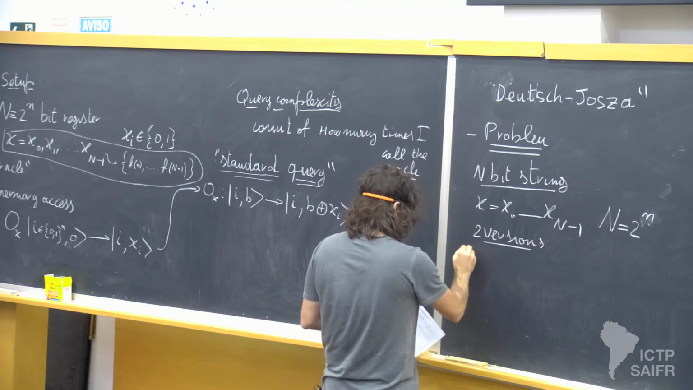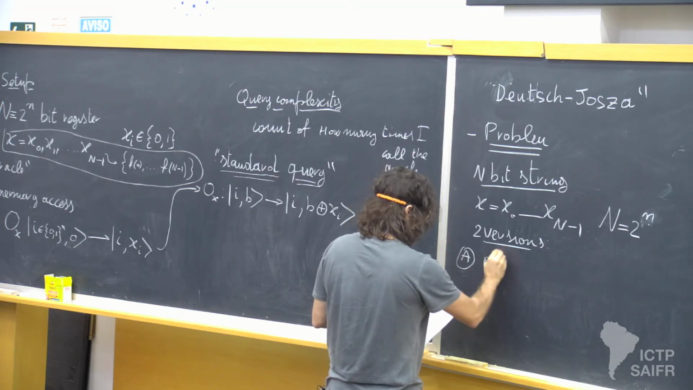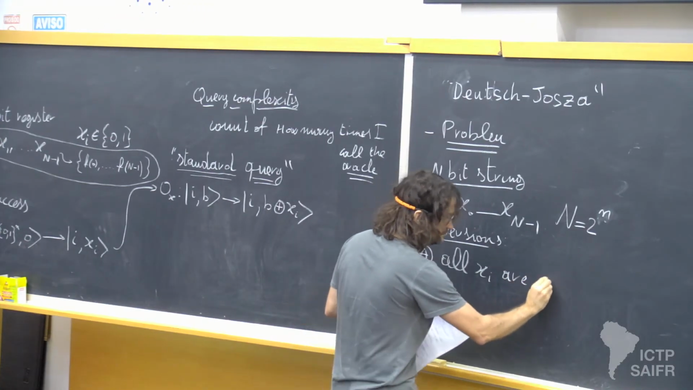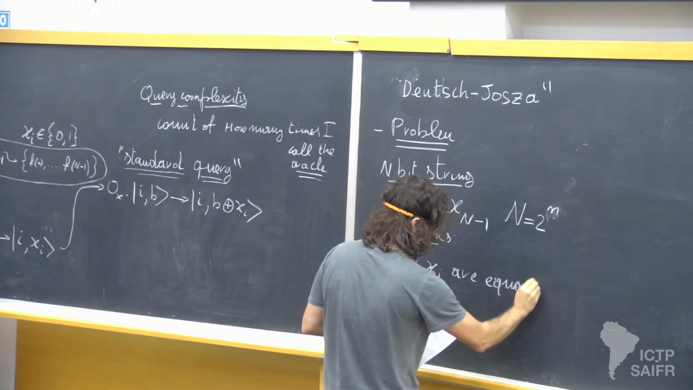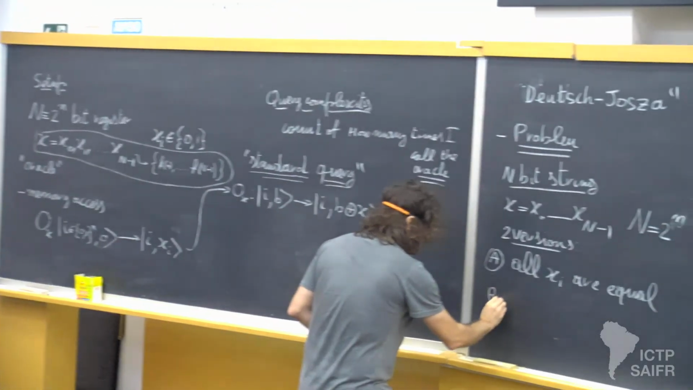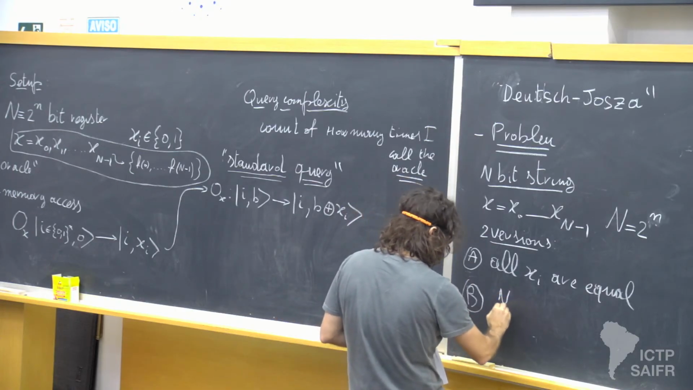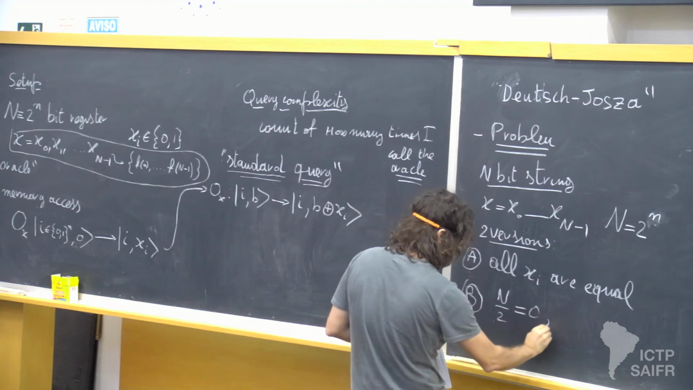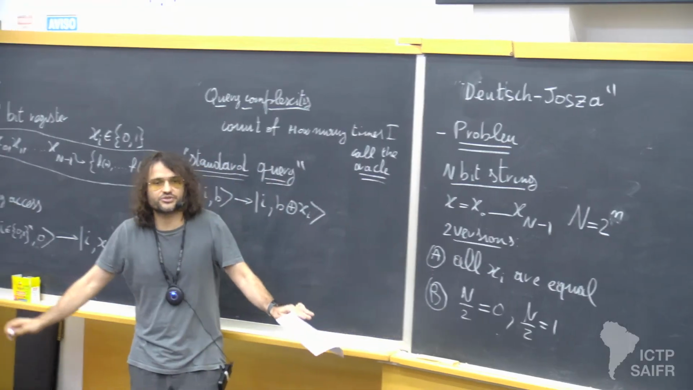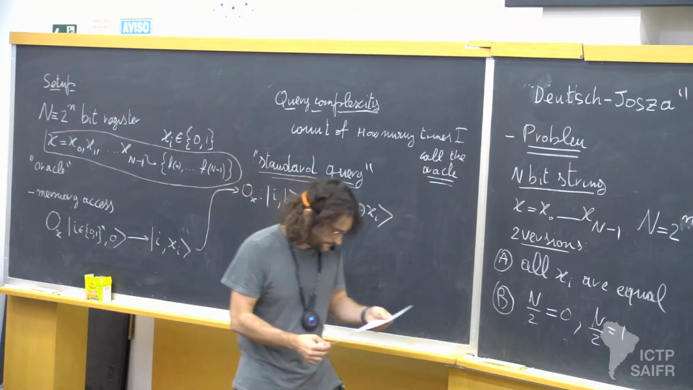A, all xi are equal, so all 0 or all 1. Or B, exactly n over 2 are equal to 0 and n over 2 are equal to 1. We don't know which of the two, and we want to discriminate between these two possibilities.